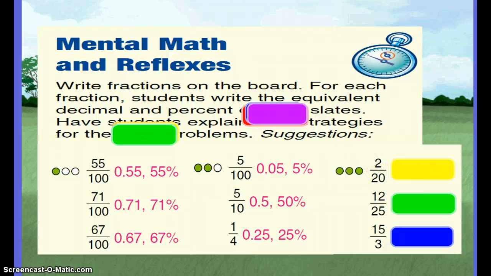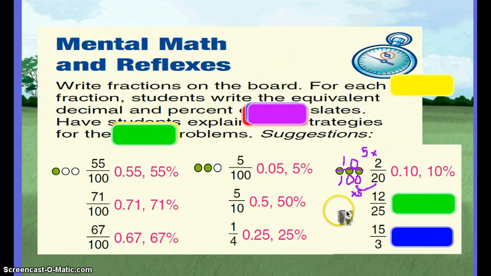2/20ths. Well, you know what? Here's a way to always be thinking of this. We always want 100%, correct? If we take any kind of a test. So let's try to look at this. How does 2 become 100? Well, times 5. Whatever I do to the denominator, I do to the numerator. So what is 2 times 5? 10. So what's our answer? 0.10 or 10%.